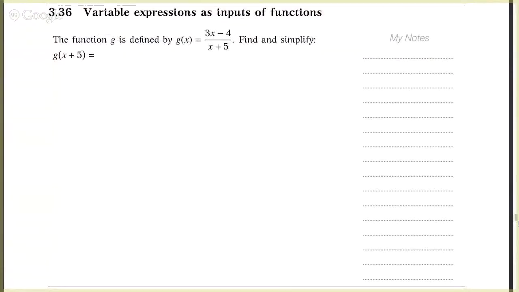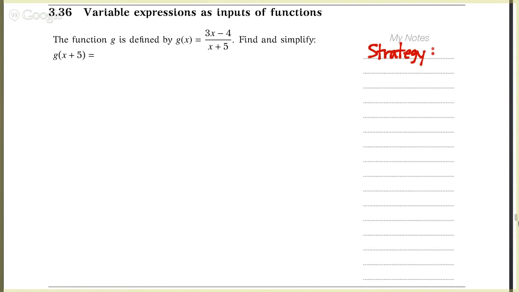So in this example, we're given a function. As usual, we're given it as a formula. G of x is equal to 3x minus 4 over x plus 5. In other words, G is the process, the verb, if you like, of taking an input x and multiplying it by 3 and subtracting 4, and also adding 5 to it, and taking the quotient of those two quantities. So we know what G does to its inputs. So the question is, find and simplify the expression G of x plus 5.